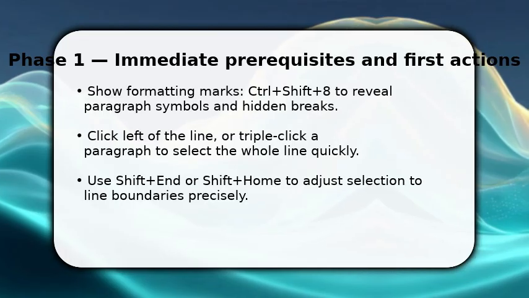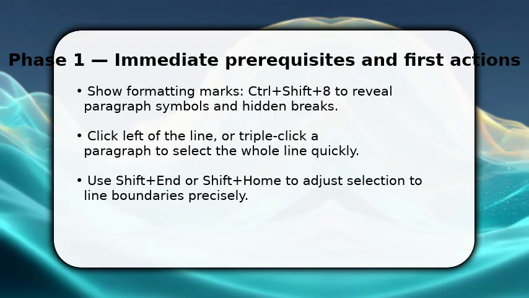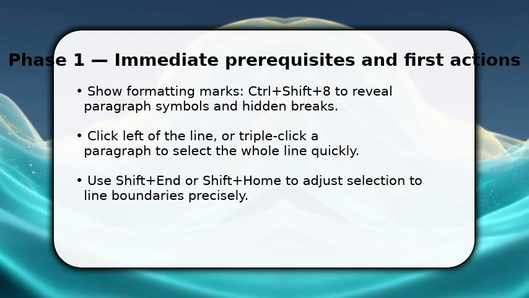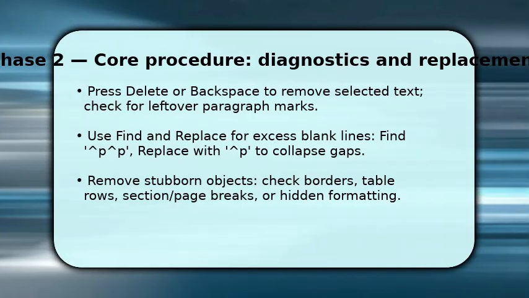If the cursor lands mid-text, hold Shift and press End or Home to grow the selection to the line end or start. Doing this prevents accidentally removing adjacent content. Once the line is selected, press Delete or Backspace to remove it. Be aware that paragraph marks may remain and create an empty line.